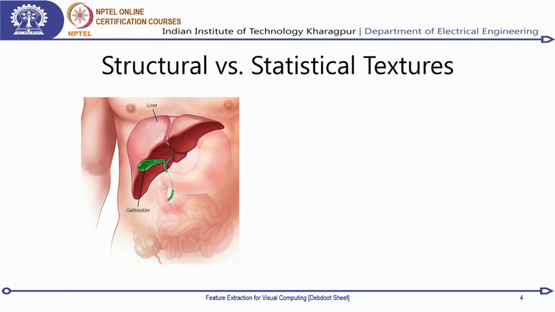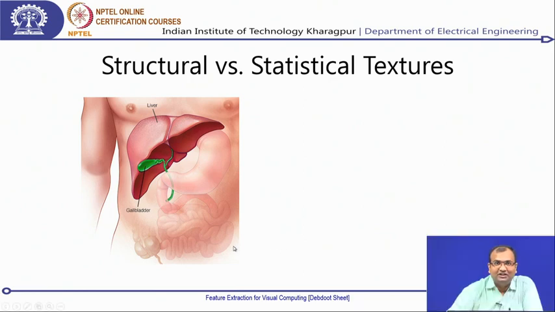Similarly, there is another aspect called structural versus statistical texture, and the way we craft certain feature descriptors is heavily guided by whether what we are looking at is structural or statistically varying in nature. So, let's take the internal anatomy.